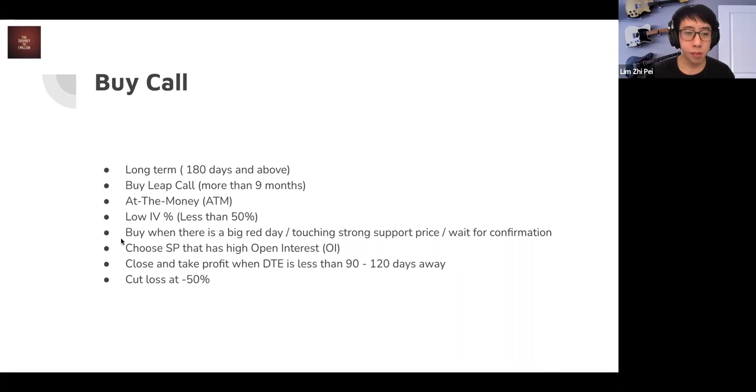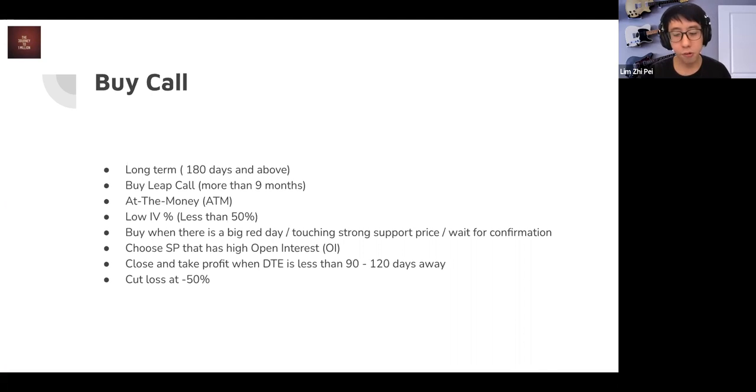And for buying a call, choose a strike price that has a high open interest. For this open interest, we advise at least 300. This is because if there are more people willing to trade out there, there is a higher chance for you to get the order filled. If the open interest is too low, you may never get the order filled.